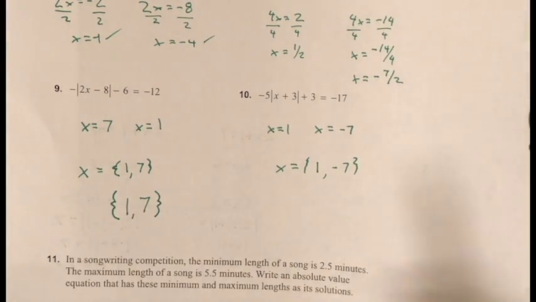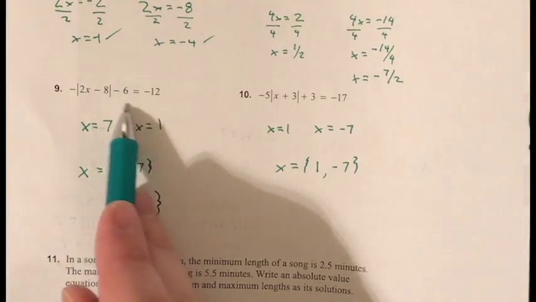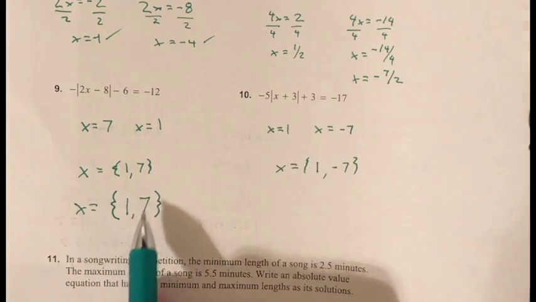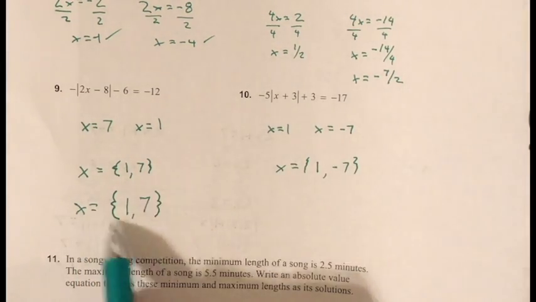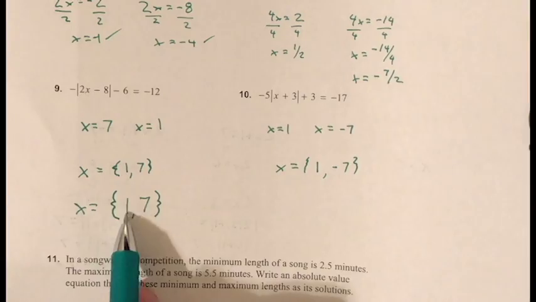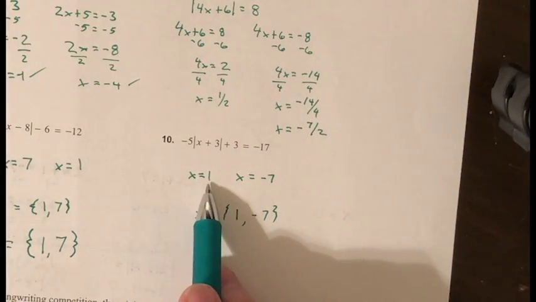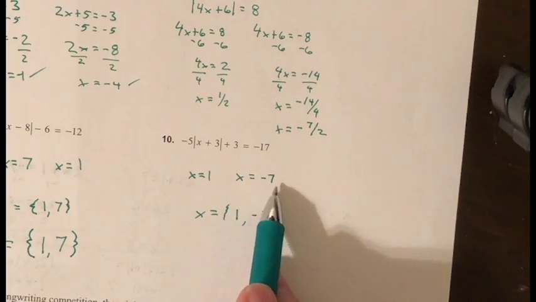But here's the moral. Another way of writing these answers, instead of writing it out like this, we could just say x is equal to 1, 7, and it's all in brackets. x is equal to 1 and 7. And it's the same thing for number 10. I have x is equal to a positive 1 and x is equal to a -7.